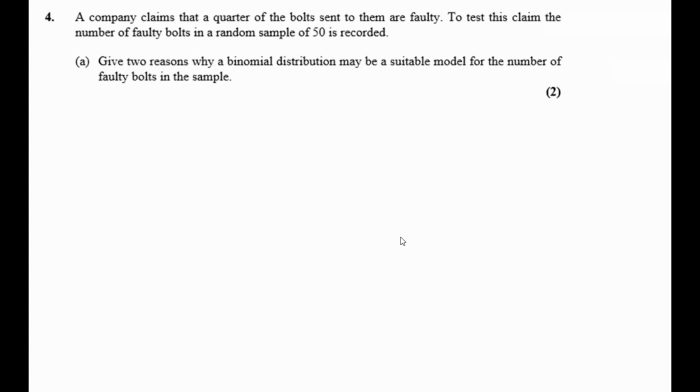trials, which we do have here, and we need a constant level of probability. So we think back to the binomial distribution and the criteria. We're going to need a fixed number of trials, which we have here at 50. We need a constant probability, which we have here as a quarter. And we need it to be binary, as in 2 possible outcomes. And those outcomes will be either it's faulty or it's not faulty.